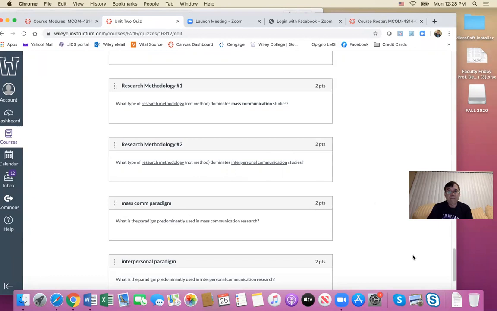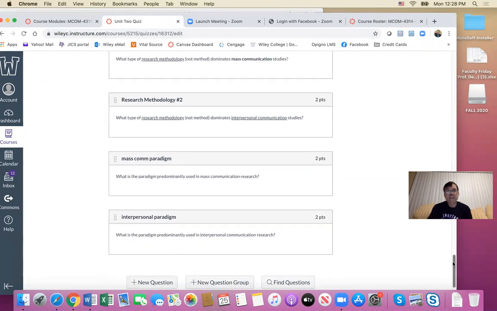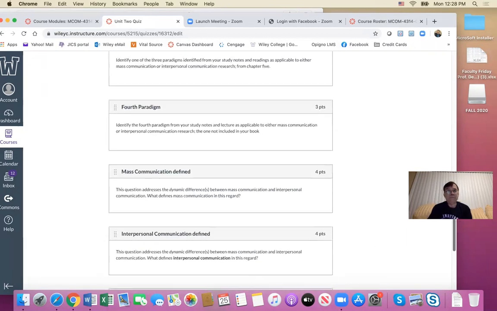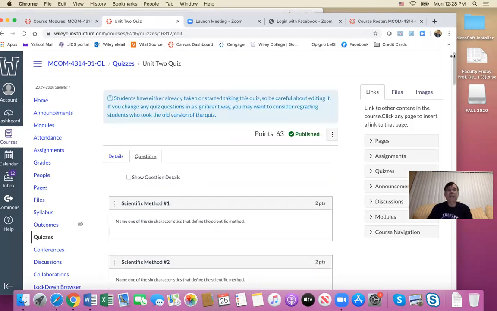Okay, which paradigm is MCOM? I kind of just told you that. It's positivist. Interpersonal, it's either critical or interpretive. I'll accept either one for that. Okay, but I think your book says critical. Okay, so that is the quiz in a nutshell.